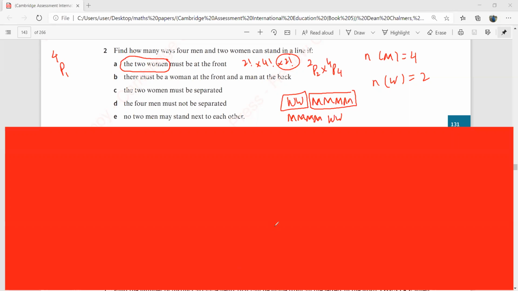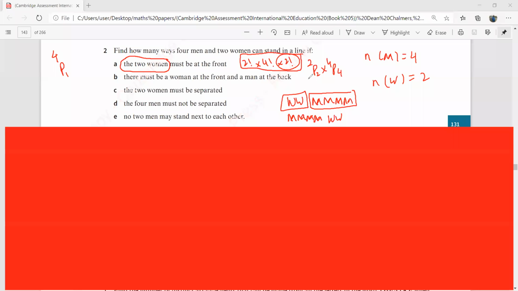Oh, sorry, sir. I thought you were talking about B. So sorry. Okay. I'm still at the A part. I just added something into it, that if the question was that the 2 women can either be at the front or they can be at the back, then this could be the answer to that.